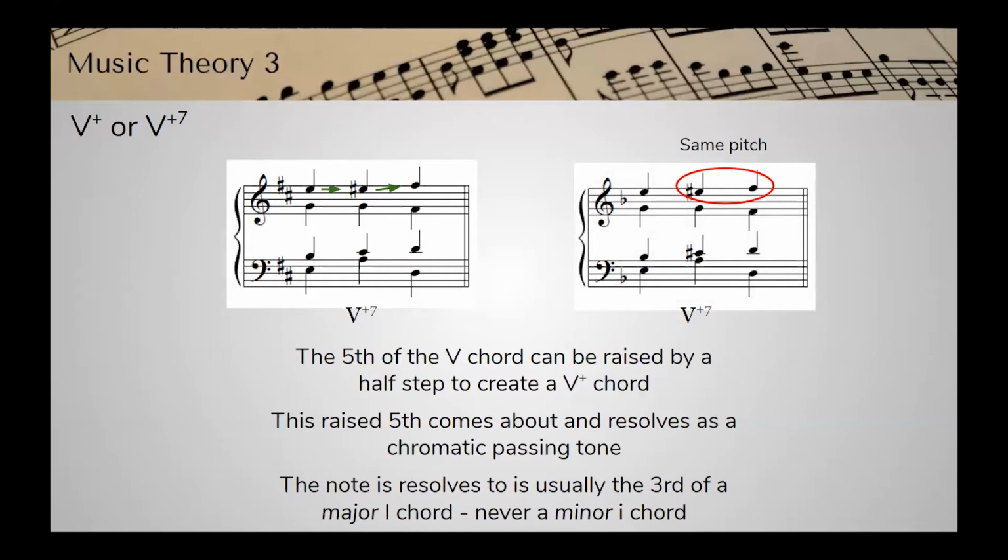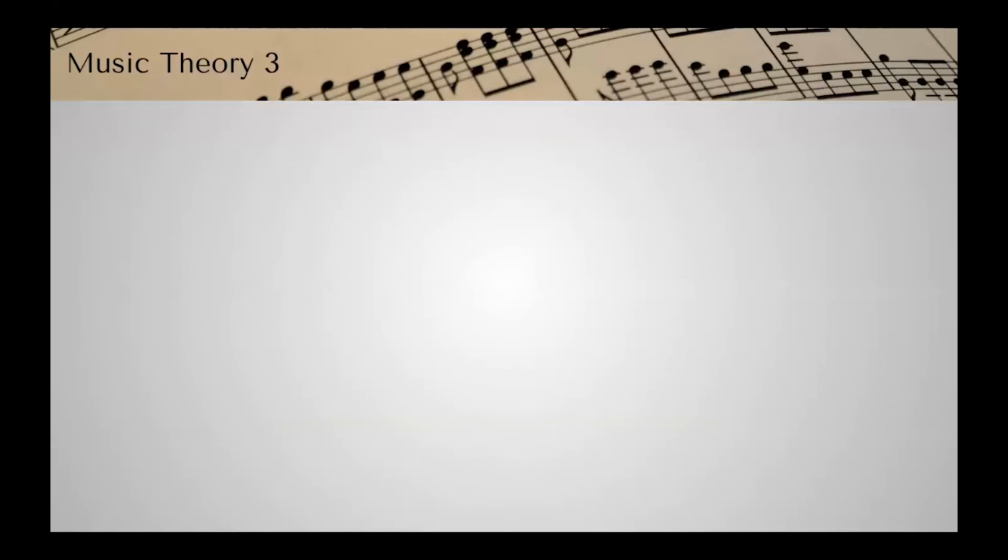And so this raised fifth isn't something that is used as an anticipation, it's used as a chromatic passing tone. And since it's impossible to use it as an actual chromatic passing tone in this situation, it very rarely, if ever, resolves to a 1 minor chord. Okay, so the raised fifth scale degree acts as a chromatic passing tone that resolves to the third of a 1 major chord. And you can add a seventh as well. Okay, so that's 5 augmented and 5 augmented 7.